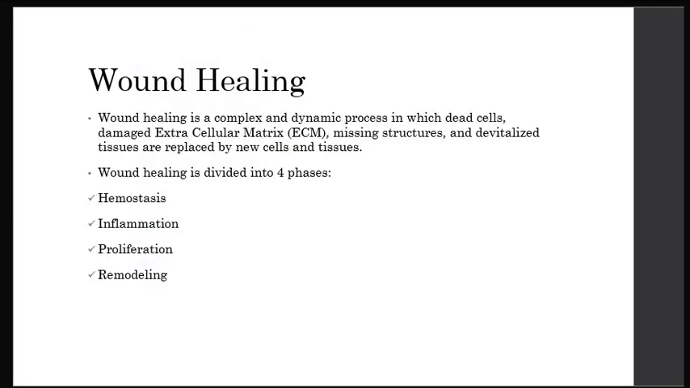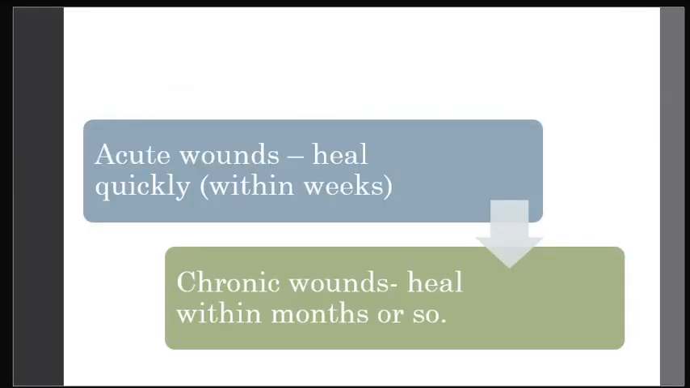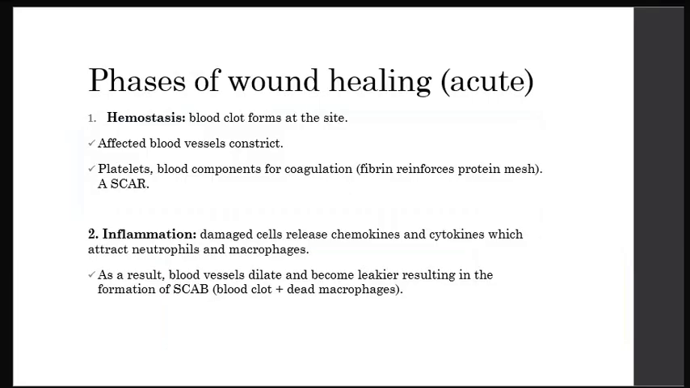4 phases of the wound healing process: hemostasis, inflammation, proliferation, and remodeling. An acute wound heals within 3 weeks. It is very important to understand, because a wound that takes more than 3 weeks to heal always heals with hypertrophic scarring. So I repeat, a wound that takes more than 3 weeks to heal heals with hypertrophic scarring, and that is known as a chronic wound. That takes months or so long, and chronic wounds always heal with hypertrophic scarring.